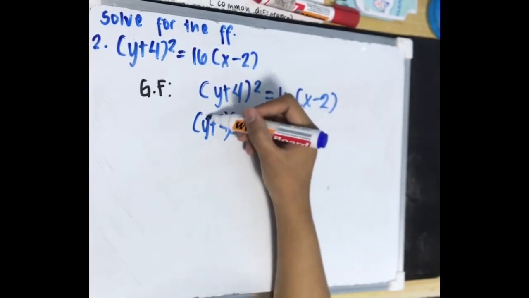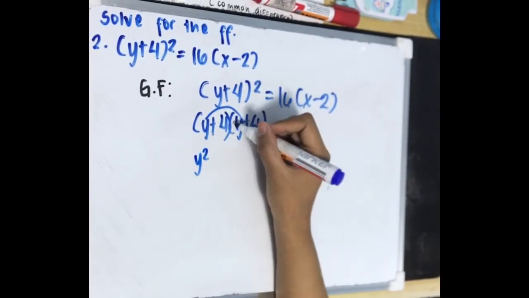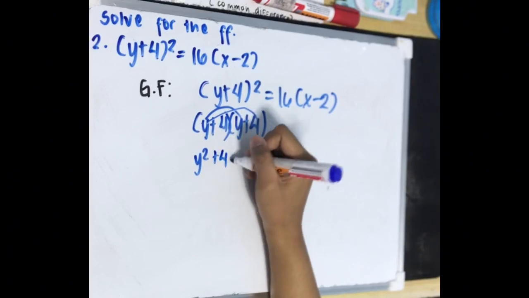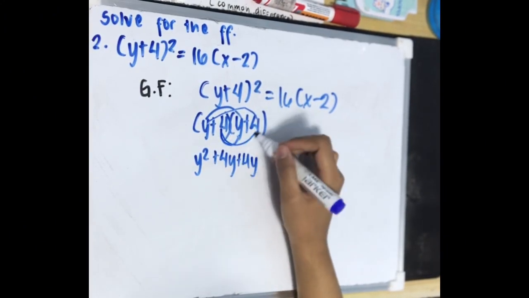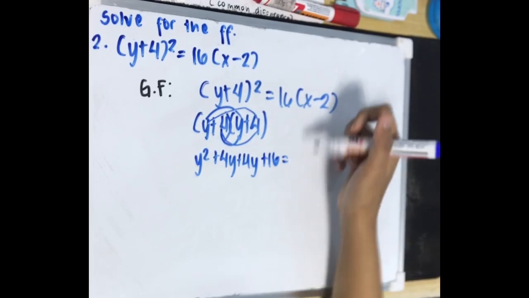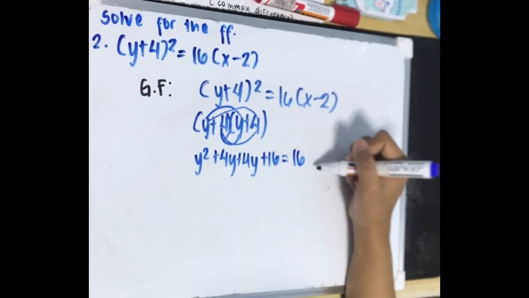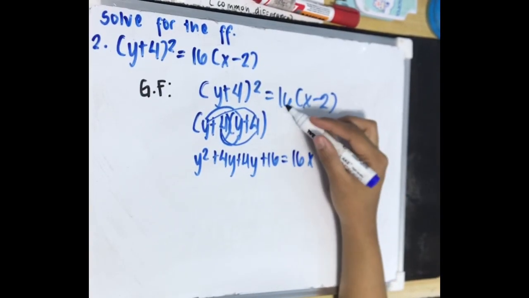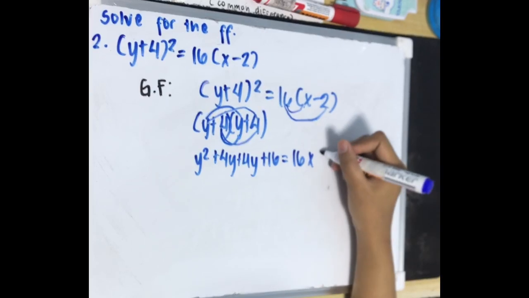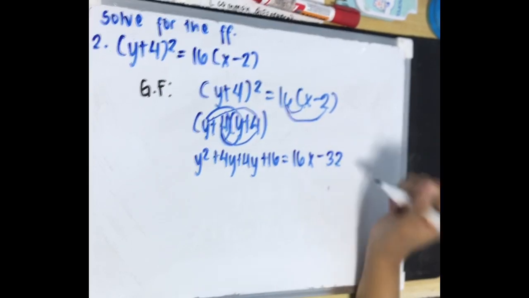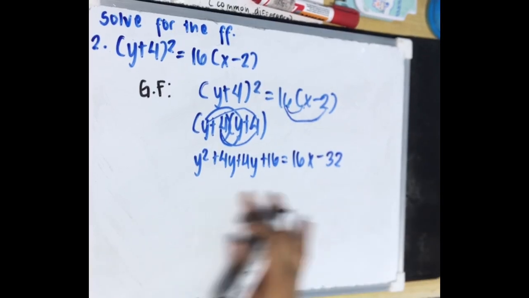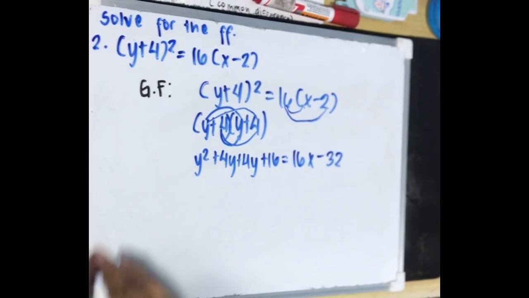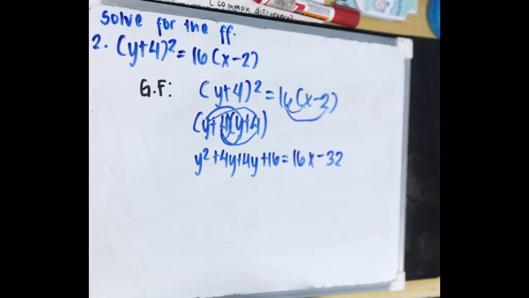And multiply y times y squared, y times 4 is 4y, 4 times y is 4y, 4 times 4 is 16. So 16 times x is 16x. And 16 times negative 2 is negative 32. So, basically, nakuha na natin yung na-expand na natin siya. So, isi-simplify na po natin siya.